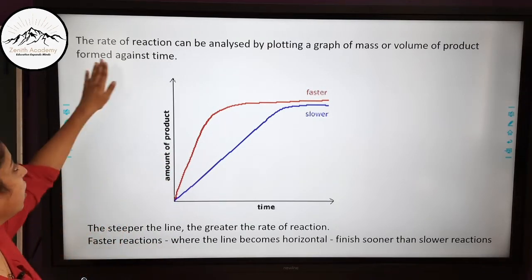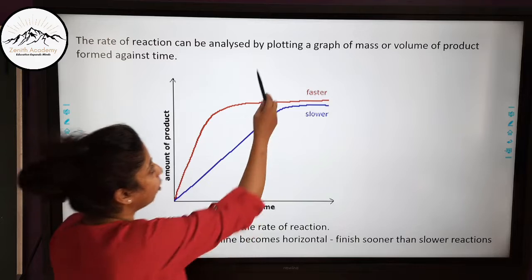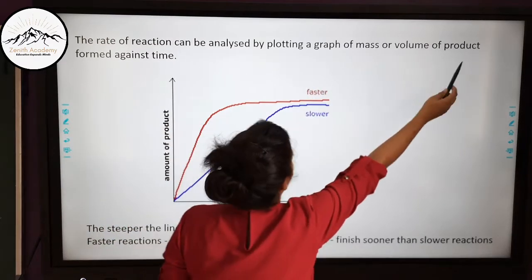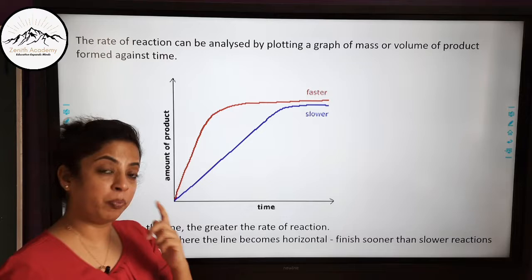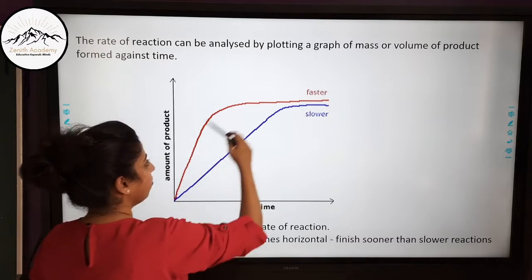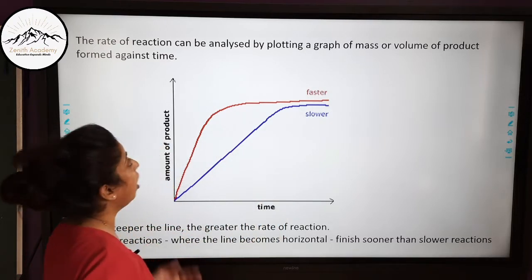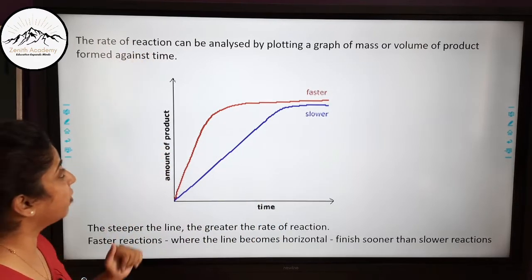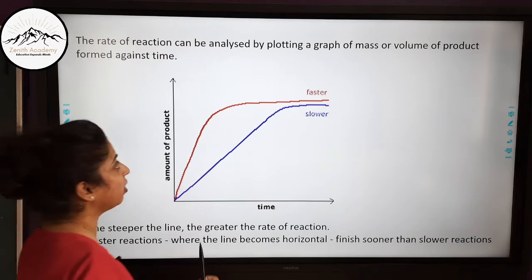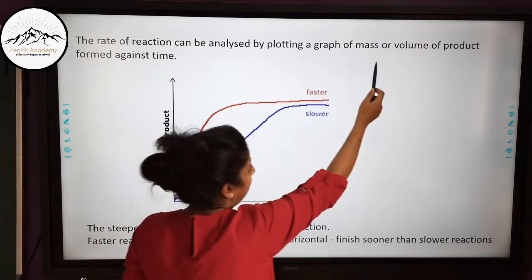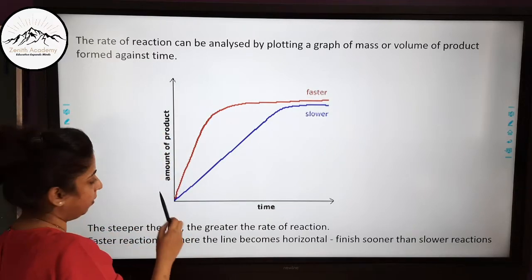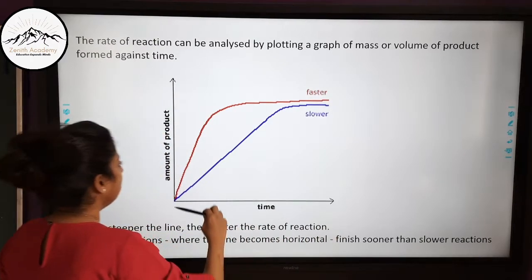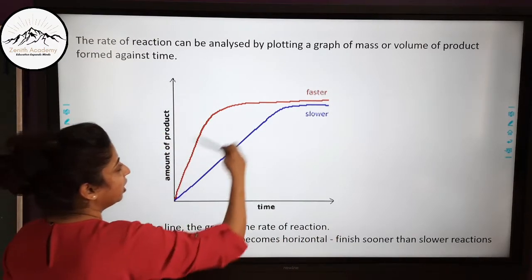Now we know the rate of reaction can be analyzed by plotting a graph of mass or volume of product formed against time. So if we see only product, that is why we are plotting it like this. So how can we determine or analyze the rate of reaction? By plotting a graph of mass or volume of product formed against time. Okay, so we'll plot time and the amount of product and we'll get such a graph.